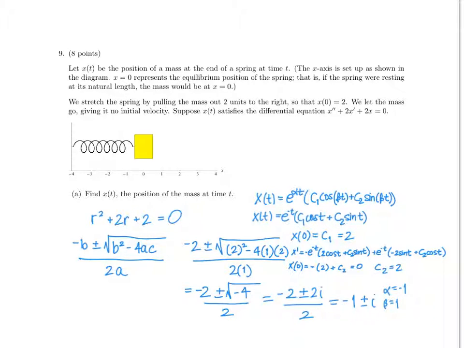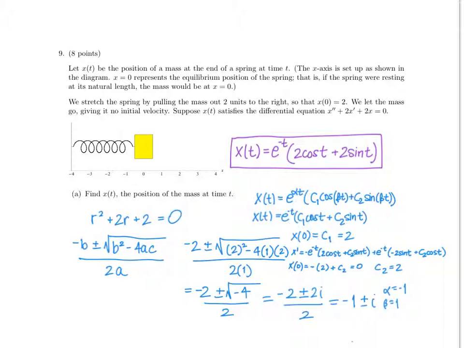Our final answer is therefore going to be the particular solution as follows, where we plug in the two constants c1 and c2 that we have solved for into our general solution, which I guess its most updated form was right here.